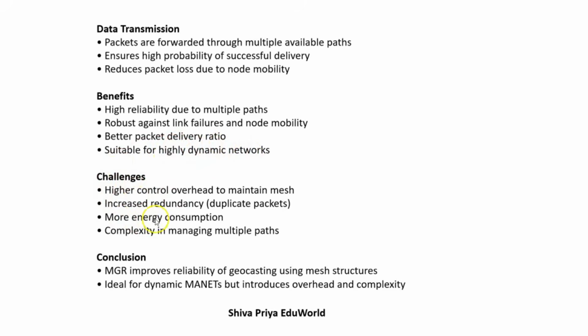The challenges, what are all the challenges we face in this mesh? Higher control overhead to maintain the mesh. And increased redundancy, duplicate packets, that is the biggest challenge, and more energy consumption, because this is a mesh topology and multiple paths are there. Complexity in managing multiple paths is also a big challenge. In simple words, MGR improves reliability of geocasting using mesh structure, and it is ideal for dynamic networks, but it introduces overhead and complexity, which means the challenges.